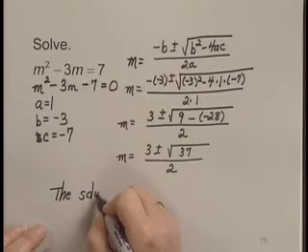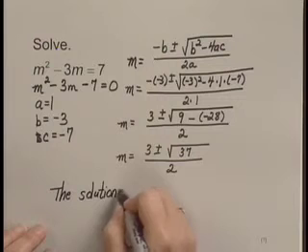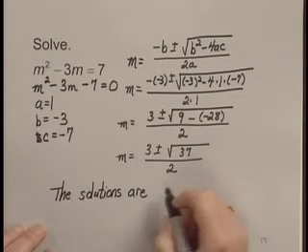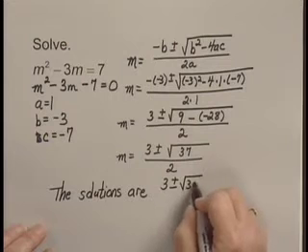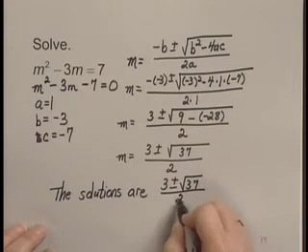So I write the solutions are 3 plus or minus the square root of 37 all over 2.